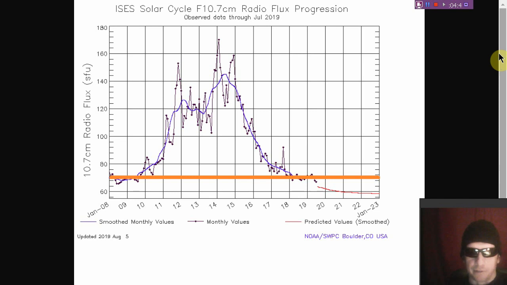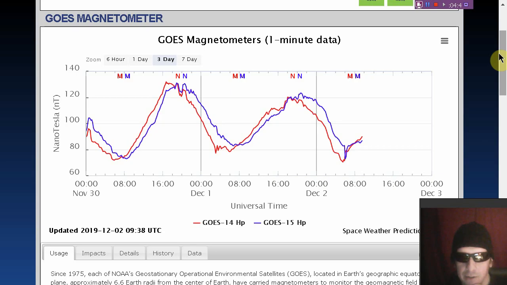10.7 centimeter radio flux at 71. Just on or above the orange line we drew in for your visual convenience. GOES magnetometer is looking pretty smooth here, and you can see where that little phi angle shift happened there, dropping the magnetometer for a moment, and the disparity between the two spacecraft.